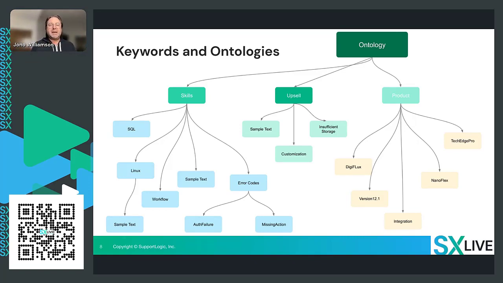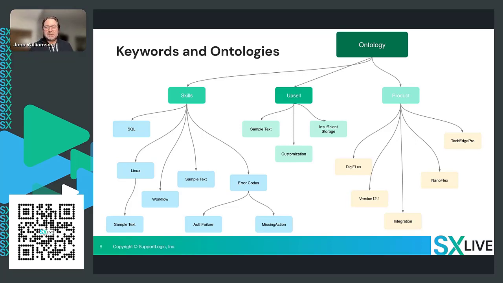But another thing a lot of people tend not to think about when they're looking at ontology libraries is how that can benefit other parts of the business. Upsell signals is a good example there. Things like someone saying customize, or language such as someone saying they have insufficient storage, or they're having an error with insufficient storage. You might want to put that in an upsell group so that people can look for those upsell signals.